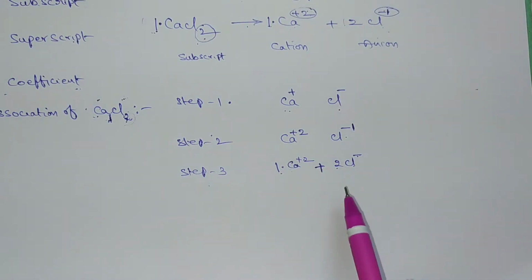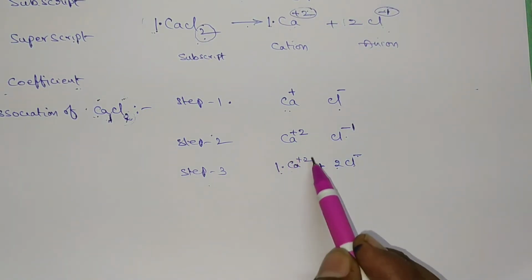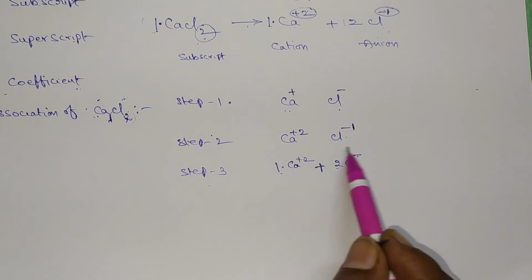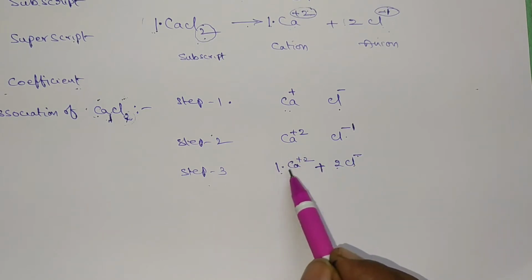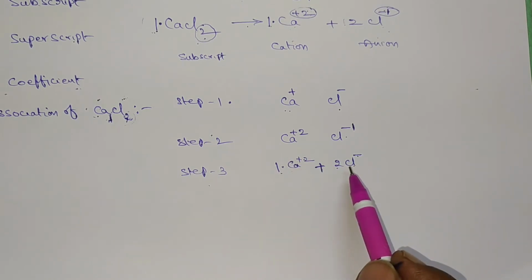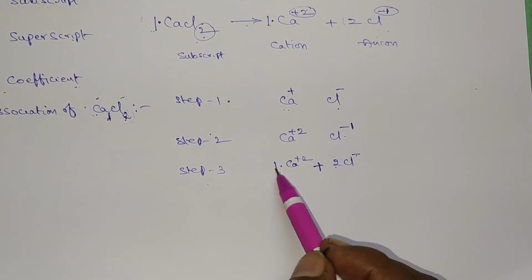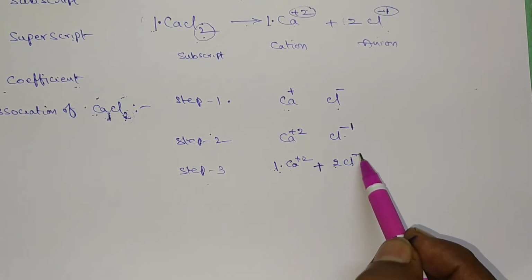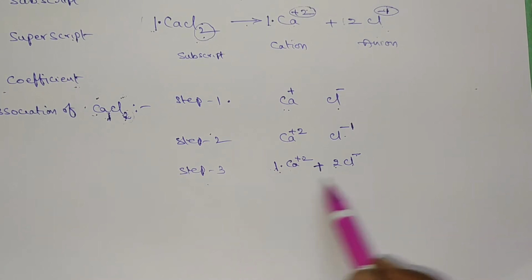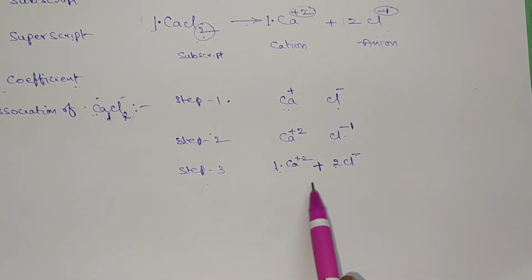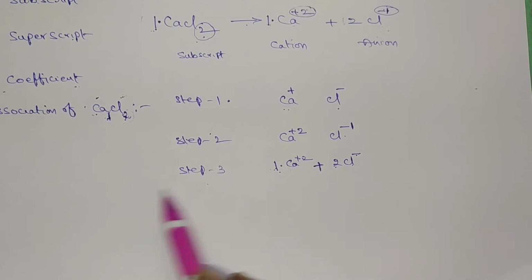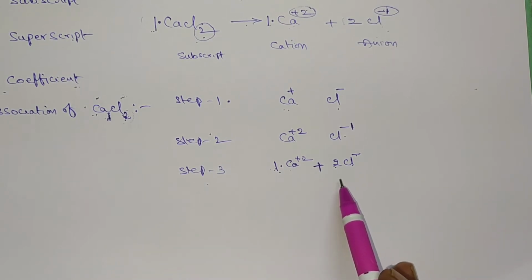We always have to consider that the total charge on the anion and the total charge on the cation are equal. So here 1 into plus 2 becomes plus 2. Here also 2 into minus 1 becomes minus 2. So the net charge on the molecule will become 0. In this way we have to dissociate all the molecules.